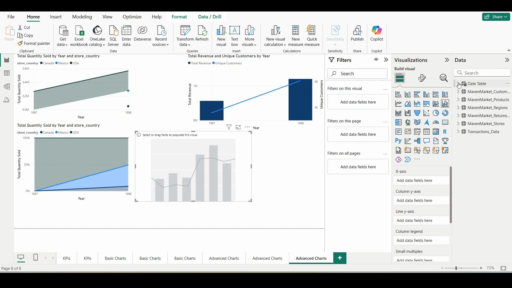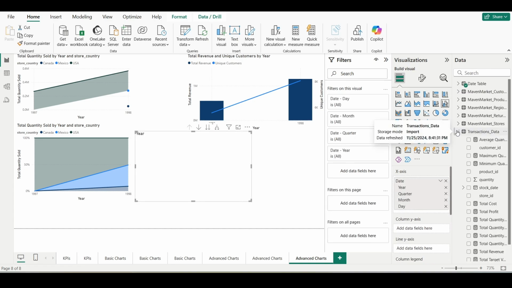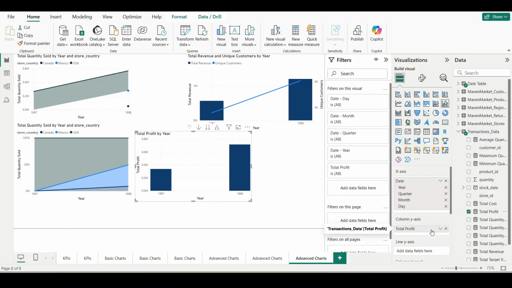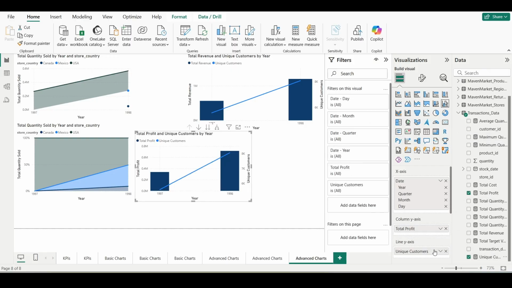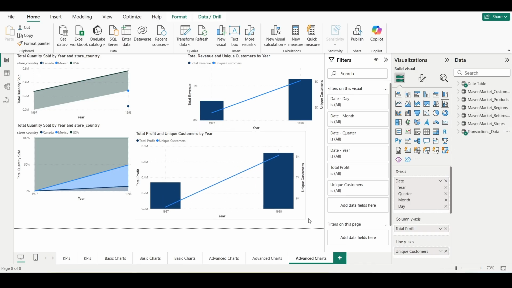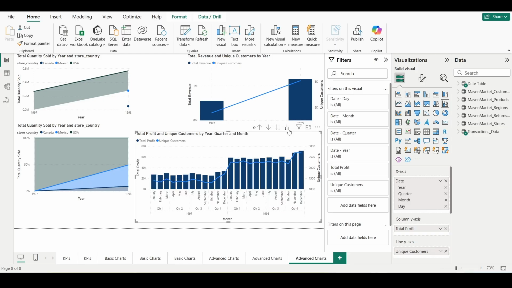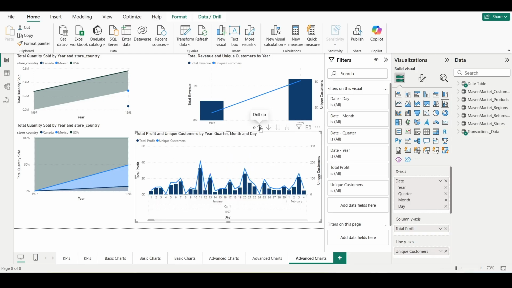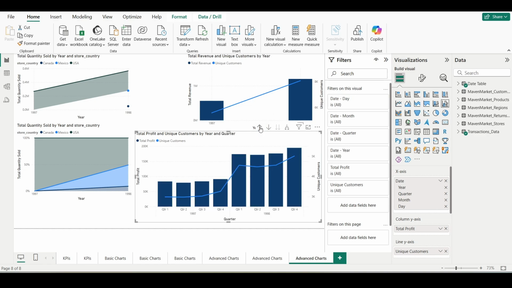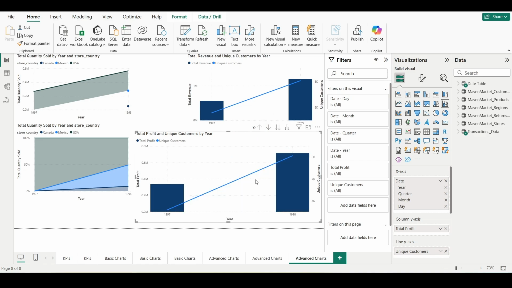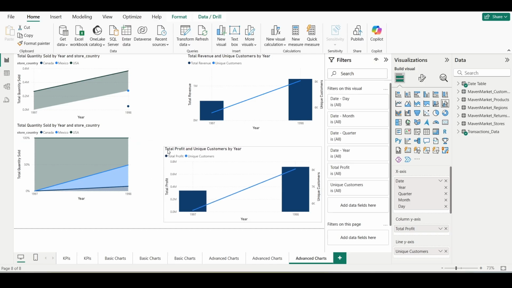Click on the chart, drag date onto x-axis, drag total profit onto column y-axis, and drag unique customers onto line y-axis. Let's expand the chart for better visibility. Let's use drill up and drill down options. Let's drill down now. Let's drill up again. So, from this chart, we can determine whether profit growth is due to increased sales volume, higher spending per customer, or improved profit margins. Let's reduce the size of this chart.